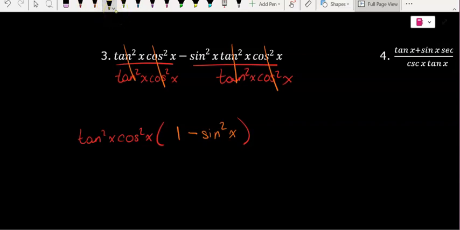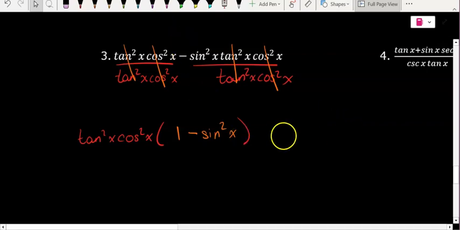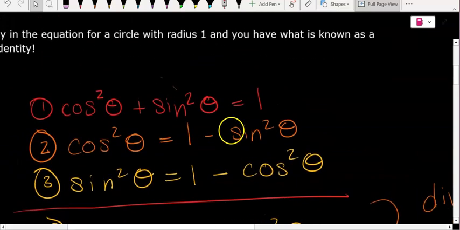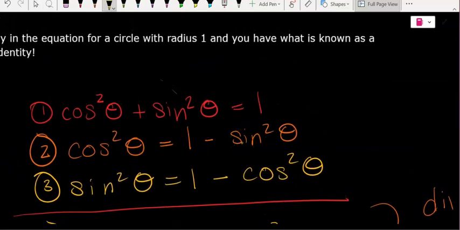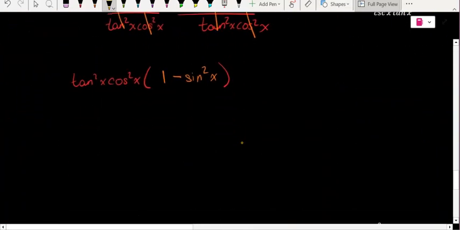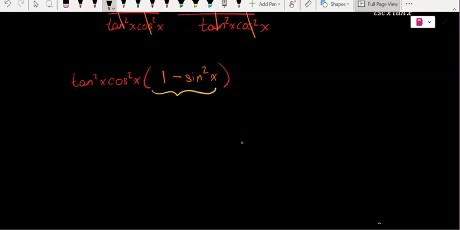I should recognize that I have a 1 and I have a squared term. Anytime I have a 1 and a squared term, I want to see, is this a Pythagorean identity? Is there something that I can do with this to make it not be 2 terms and turn it into 1? And sure enough, if I come up here, I'm going to see that I've got 1 minus sine squared is right here, and that equals cosine squared. So that's what I'm going to come down here and do, turn that into cosine squared. So now I have tangent squared times cosine squared times cosine squared.